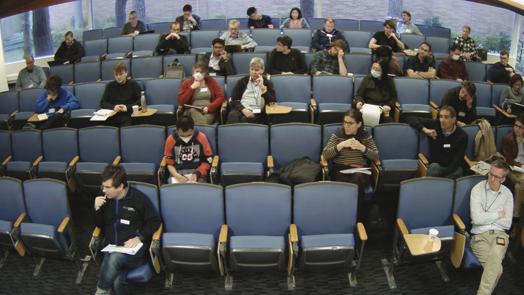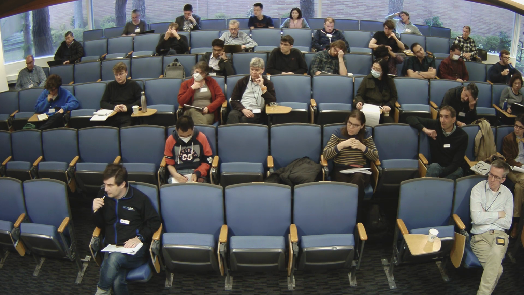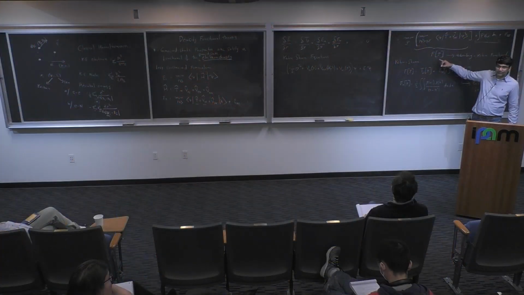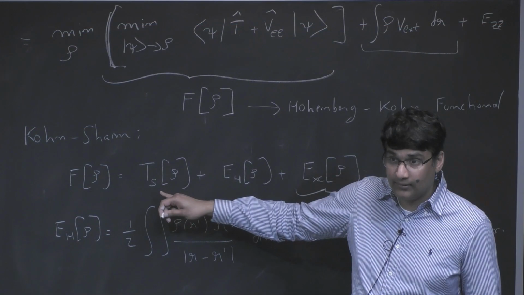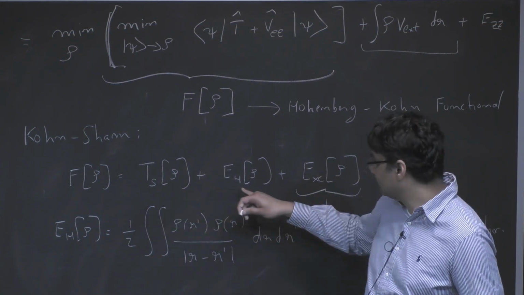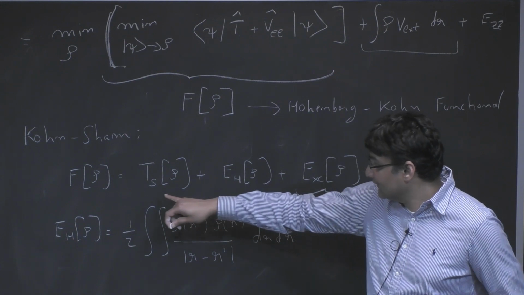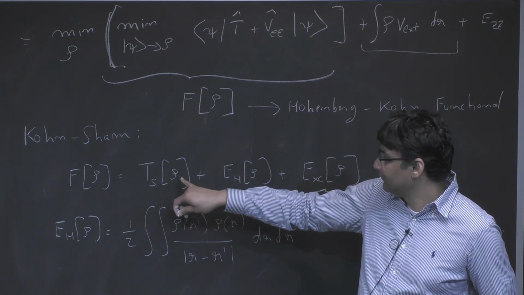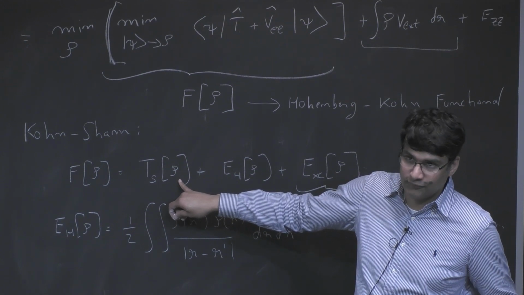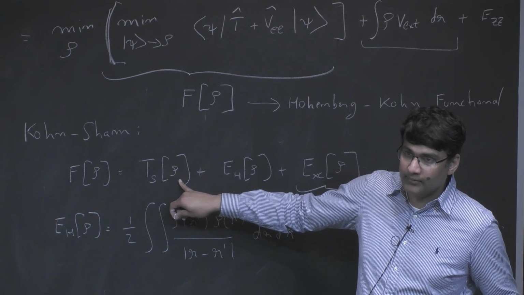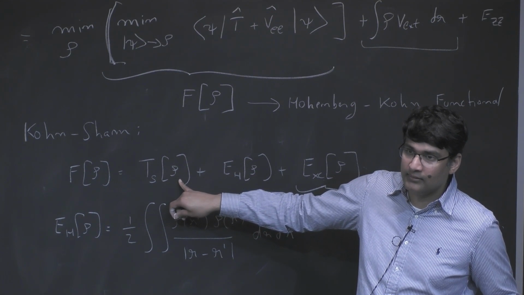So what Volker is mentioning is that from the proof that I've shown, it's clear that F has to be a functional of rho. But now once I split this as Ts, EH, and EXC, the Ts is indirectly a functional of rho. We can only do that if a single particle system actually exists that has that density.